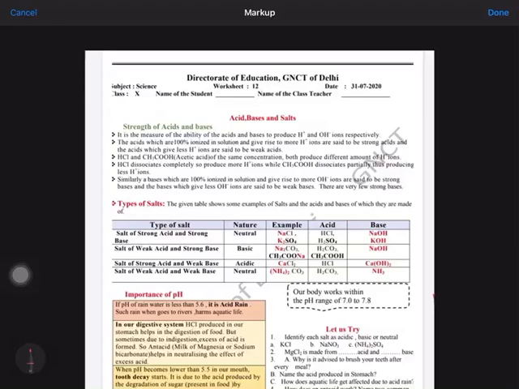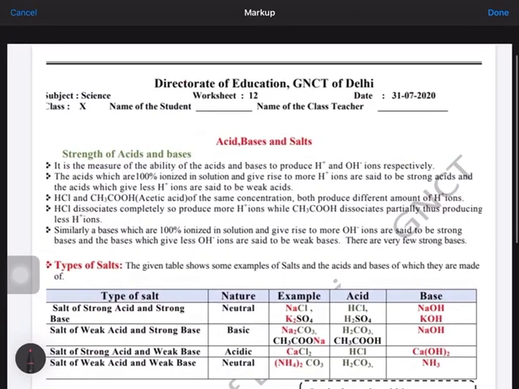10th. The topic of today's worksheet is from Chapter 2, Acids, Bases and Salts. In the last worksheet, we discussed the pH scale, and we also discussed strong acid, strong base, weak base. Now in today's worksheet, we are talking about the strength of acid and base.